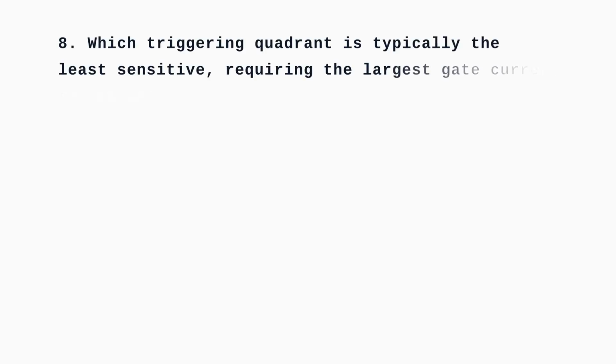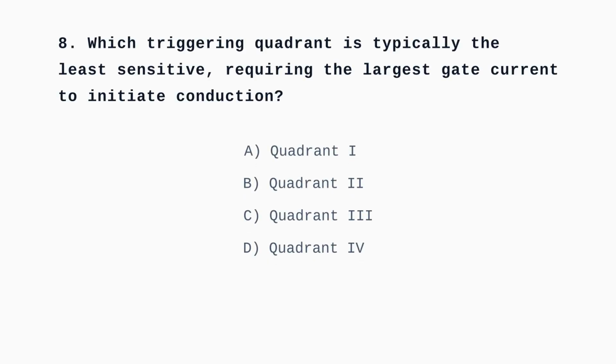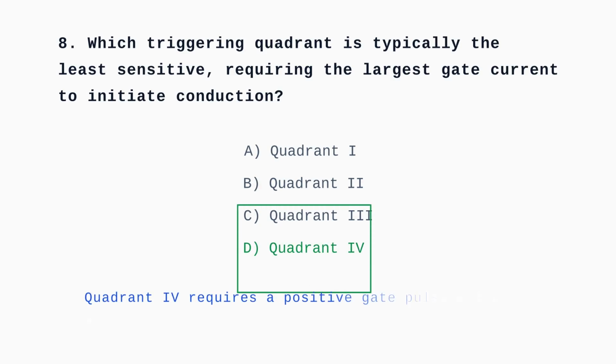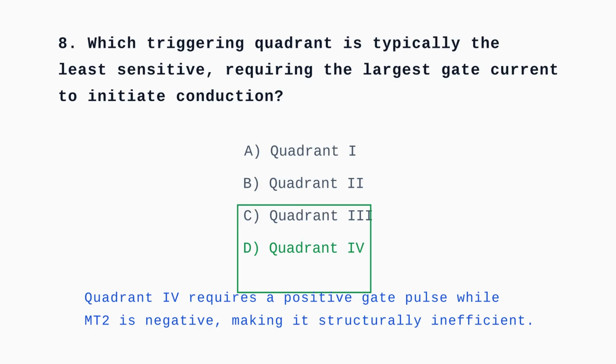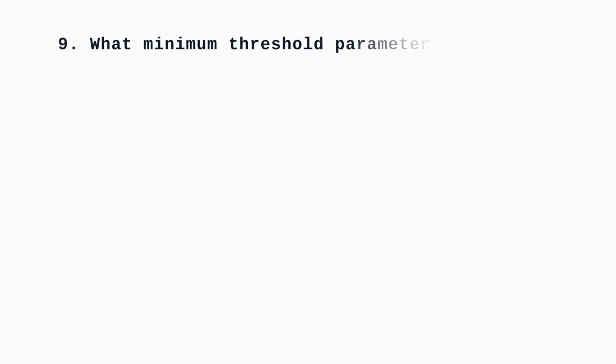Question 8. Which triggering quadrant is typically the least sensitive, requiring the largest gate current to initiate conduction? Quadrant 4, where main terminal 2 is negative but the gate is pulsed positive, is the least electrostructurally sensitive and demands higher turn-on current.